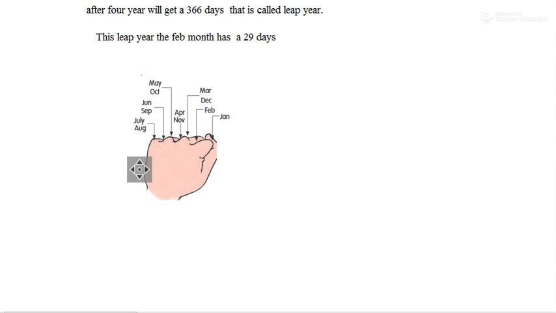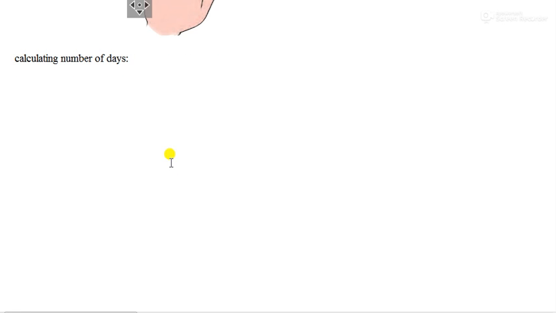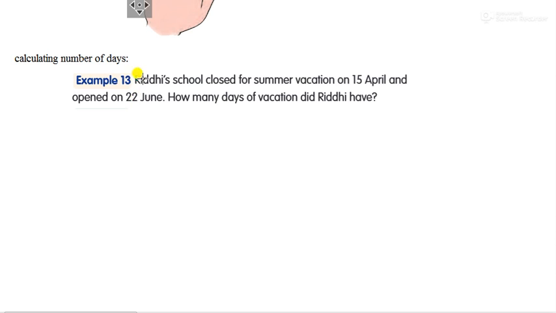Here the next topic is calculating the number of days. We shall now learn to calculate the number of days between two given dates. Here are a few examples. So we will see the examples. In this example, Riddhi's school closes for summer vacation on 15th April and opens on 22nd June. How many days of vacation did Riddhi have?